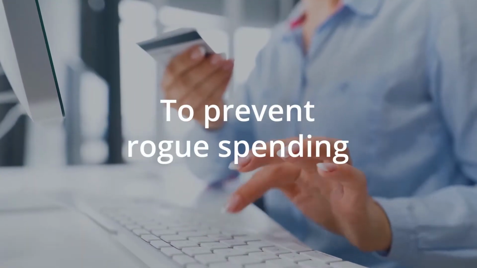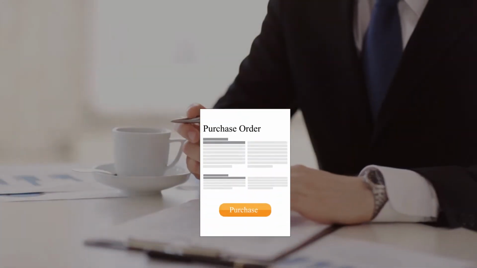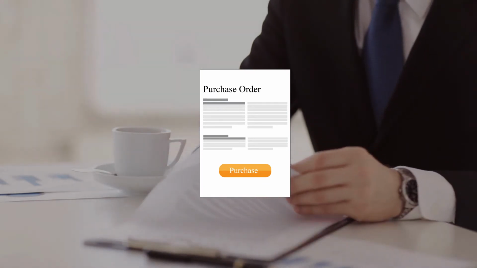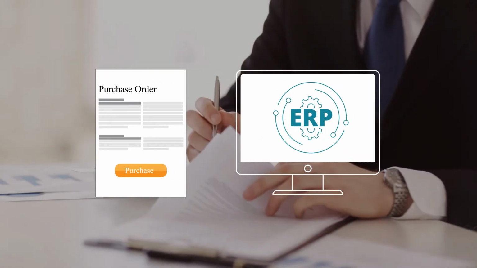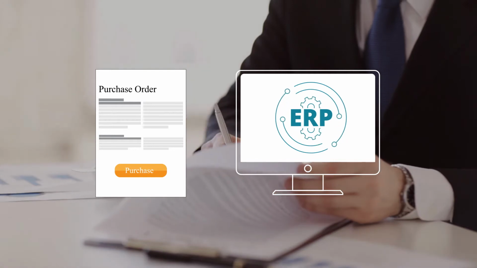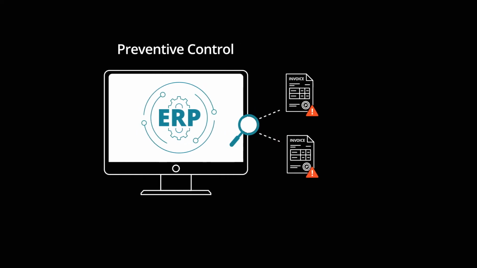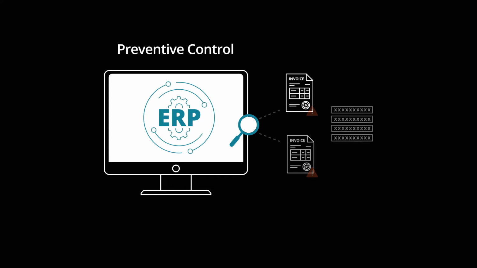To prevent rogue spending, your policy requires a PO to be issued for every non-emergency purchase. Additionally, all invoices are required to be processed through your ERP system. Used as a preventive control, your ERP system can identify duplicate invoice entries if 4 specific fields are identical.